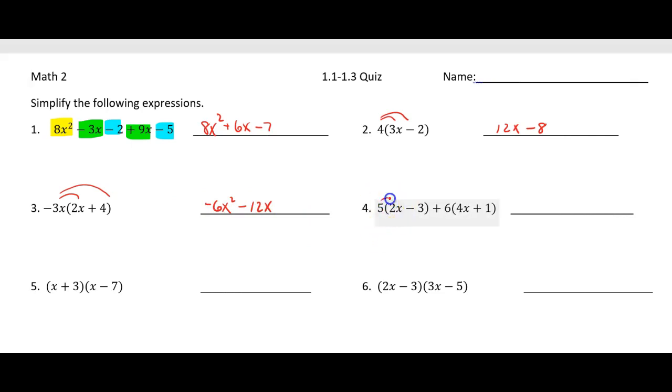The next one, first I'm going to distribute the 5. 5 times 2x is 10x. 5 times negative 3 is minus 15. Then I'm going to go ahead and distribute the 6. 6 times 4x is plus 24x. And 6 times 1 is plus 6. And now 10x plus 24x is 34x. And negative 15 plus 6 would give you minus 9. Nothing else can be combined.